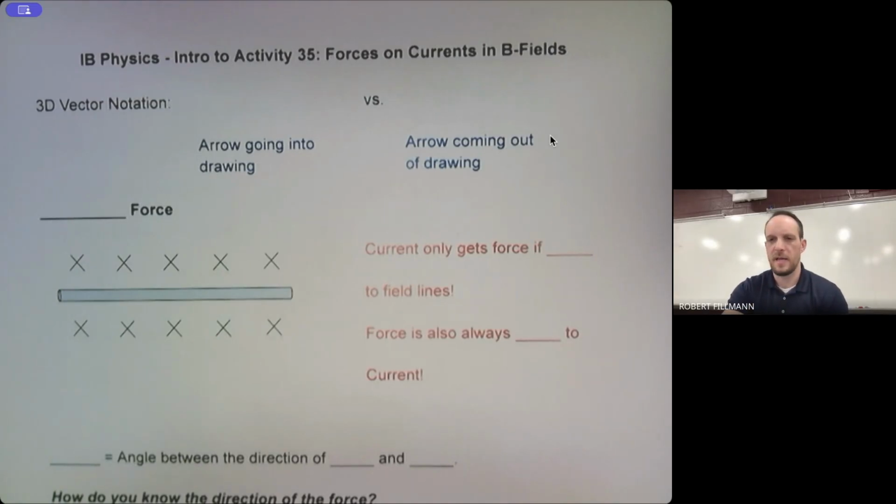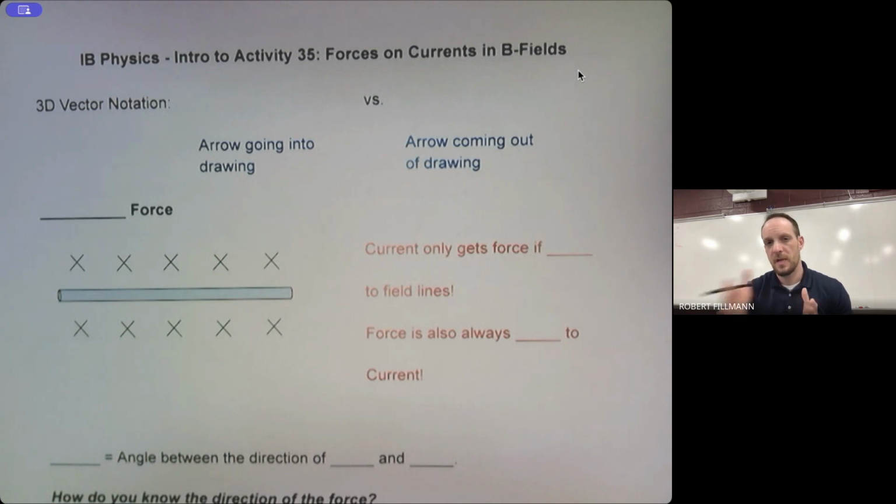All right, this is our last lecture for IB Topic 5. We're going to take a look at how currents experience forces from magnetic fields. If you remember in the previous lecture, we looked at how currents or moving charges actually create the magnetic fields that then push or pull on magnets.